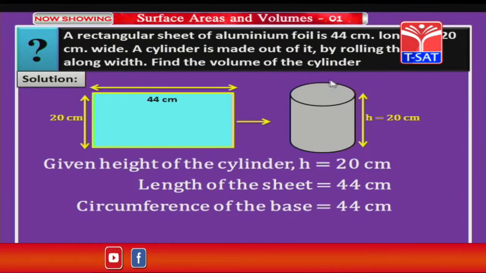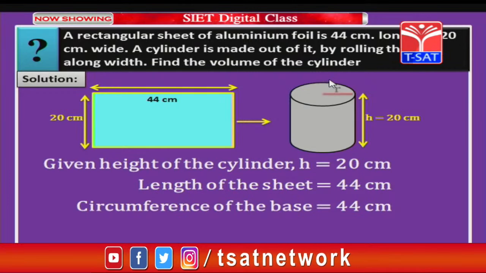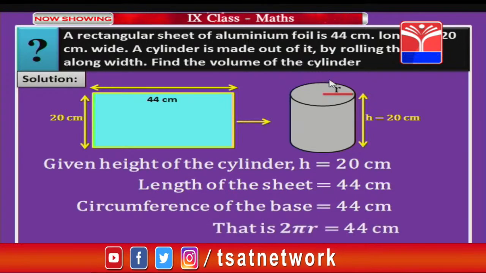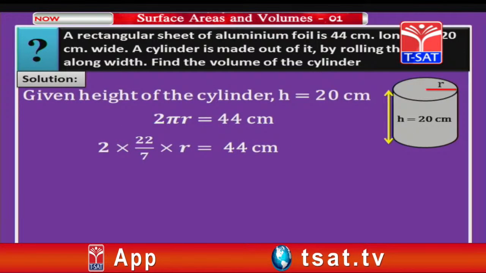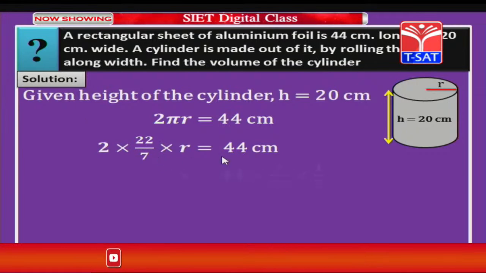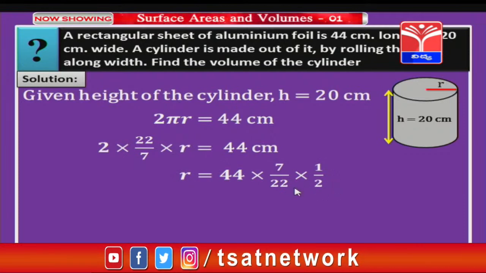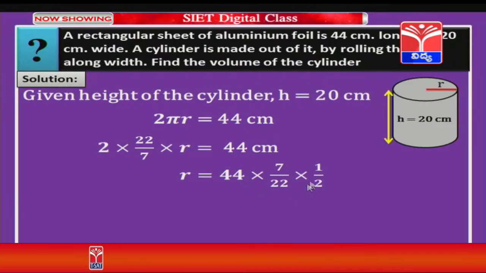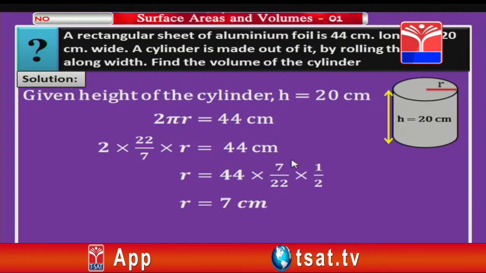So, what is the formula to find circumference of a circle children? Yes, 2 pi r. That means, 2 pi r is equal to 44 centimeters. Let us substitute the values now. So, 2 into 22 by 7 into r is 44. From this, r is equal to 44 into 7 by 22 into 1 by 2. So, 2 into 22 gives 44 and here we have 44. Both will get cancelled. We are left with only 7 into 1, which is 7. So, therefore, the radius of the cylinder is 7 centimeters.